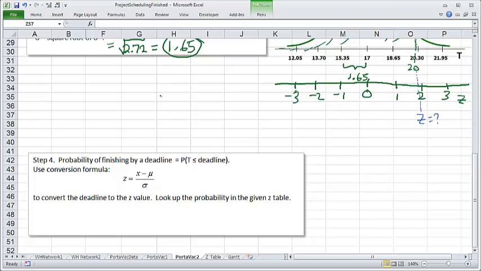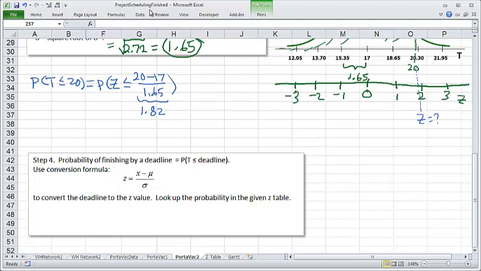So here we could say, if I want the probability that t is less than 20, that would mean convert to z value: take the 20, the original number, minus the mean 17, divided by the standard deviation, which was 1.65. Okay, now that gives us 1.82. And this is a z-value we will look up in your z-table.